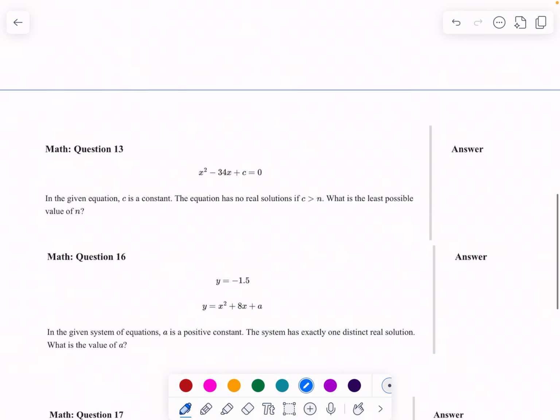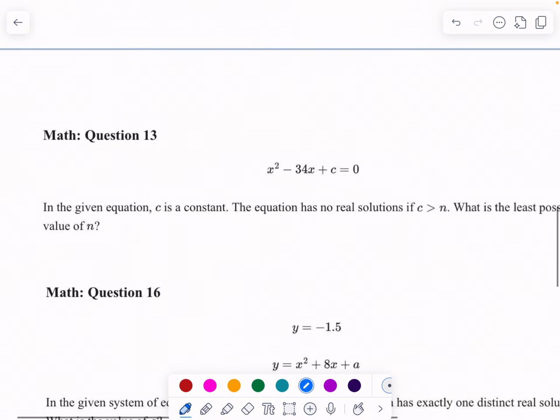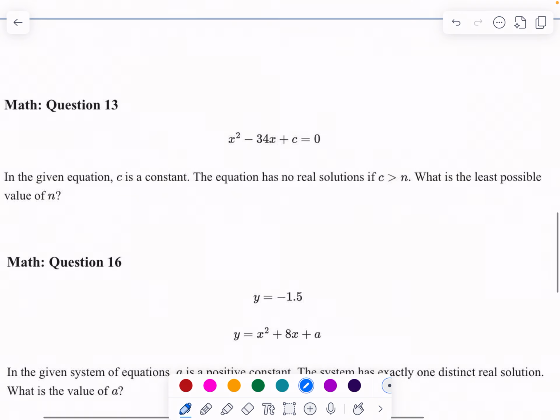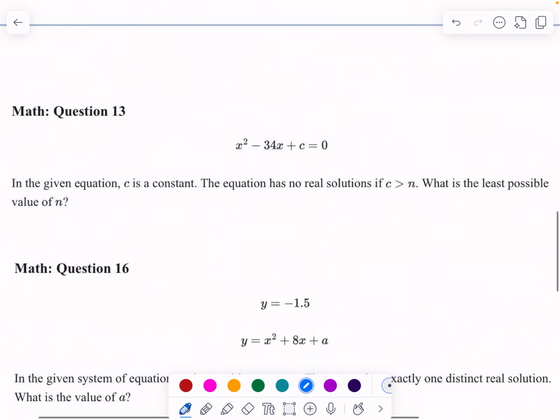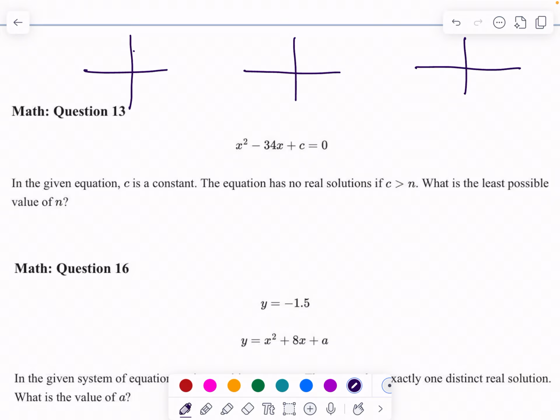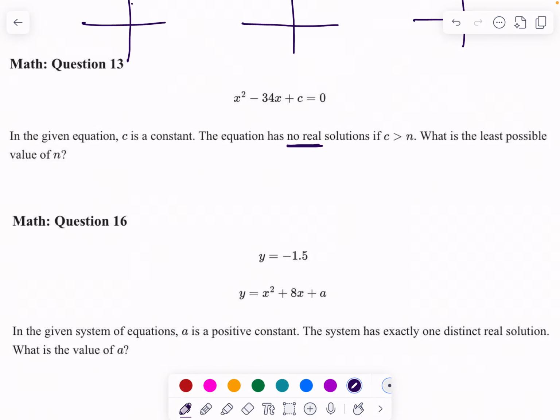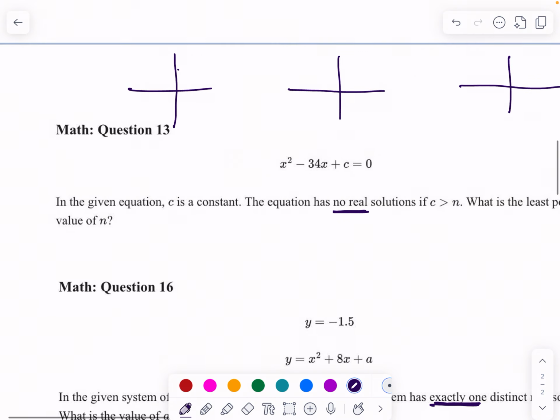Okay, this next one is, in order to do number 13 and 16, you have to remember some things about the graphs of solutions of quadratics. So I'm going to draw a couple really quick, an XY axis, and we're going to talk about the options here. We want to have no real solutions, and the next one says exactly 1. So I just want to remind you of what those look like.